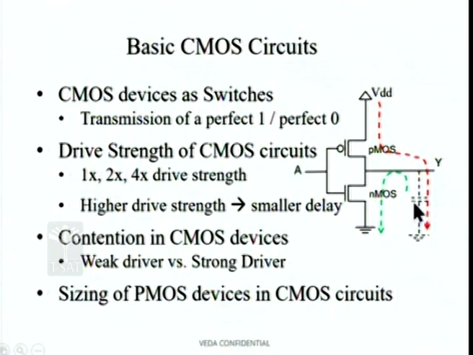Okay, and for the PMOS, the current through this higher drive strength device means that the internal resistance or the output resistance of this device is low.